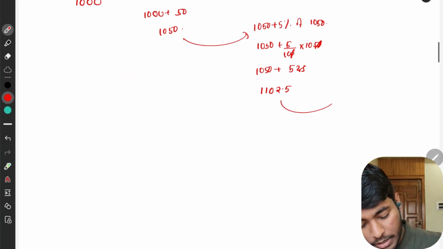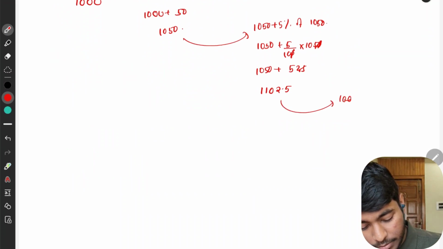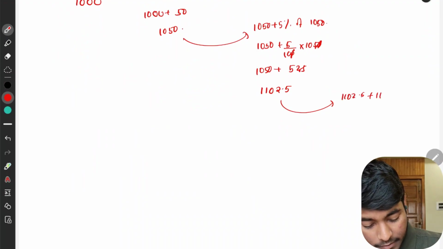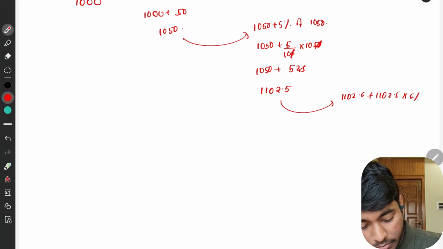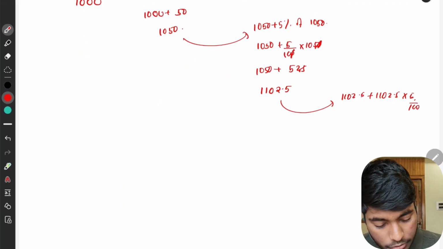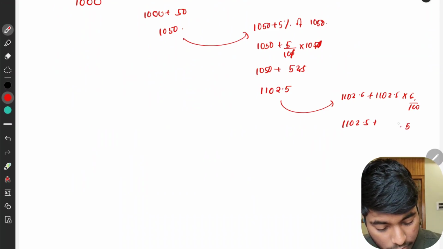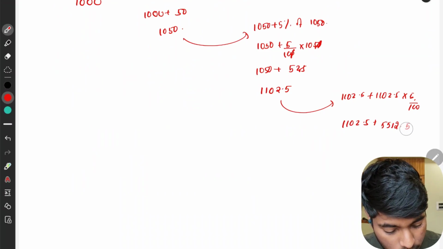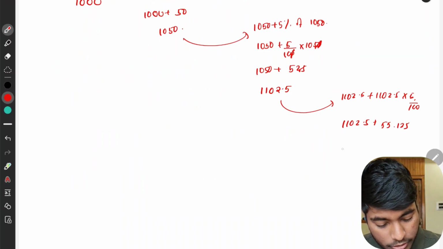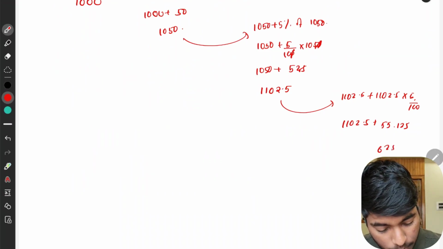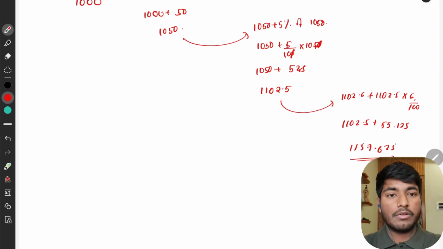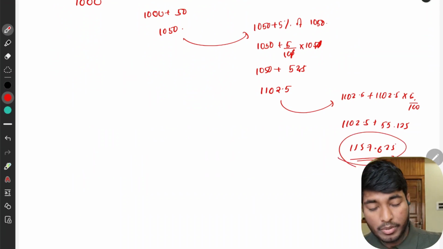At the end of the third year, now 5% will be added to it. So this will be equal to how much? 1,102.5 plus 5% of 1,102.5. That means 5 by 100. Okay, so that will give me how much? 1,102.5 plus 55.125. So that will be equal to how much? That will be equal to 1,157.625. That is the money that will be returned.